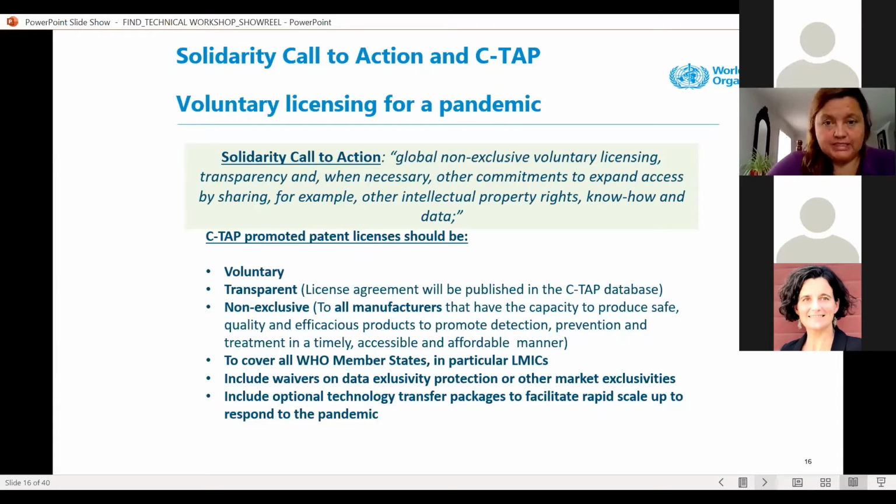They negotiate the content of the licenses, for example, through one of our implementing partners, which is the Medicines Patent Pool. One of the important criteria we think for access purposes is to have transparent, non-exclusive licenses to as many manufacturers as possible, of course taking into account all the quality issues, to cover, if possible, ideally all WHO member states, but in particular low and middle income countries, include certain waivers on data exclusivity protection or other market exclusivities in order to promote access, or to include also technology transfer packages in these licensing agreements to facilitate the scale up.